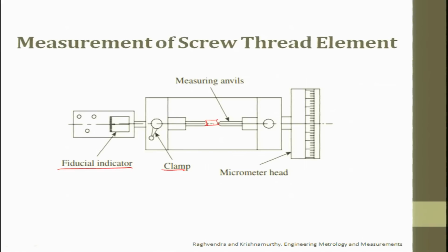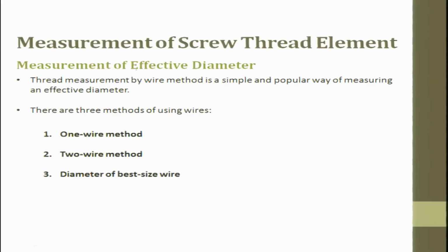Major diameter and minor diameter can be measured. The effective diameter, which is otherwise called the pitch diameter, is very important, and this has to be measured. So, a thread measurement is always conducted by a wire method, which is very simple and popular. What is a wire method? Between two threads, you just put a wire and then start.